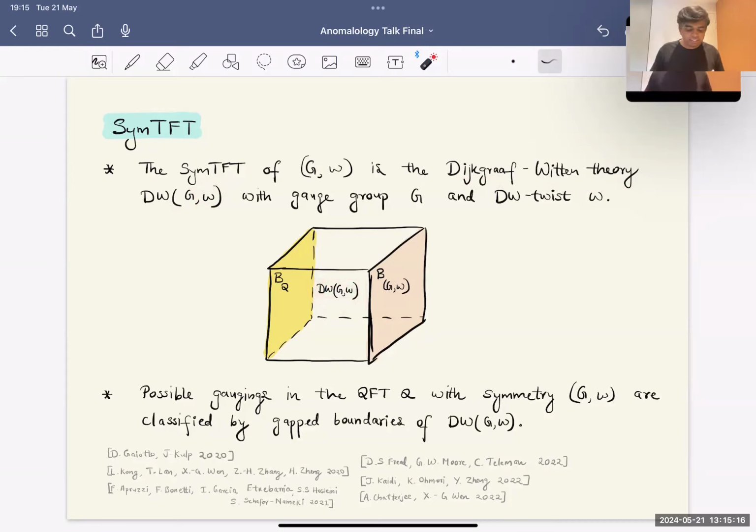And as I said earlier, there is a gapped boundary which corresponds to this symmetry G and anomaly omega. This is a completely gapped boundary. And there's another boundary, which is about the QFT, so which contains the QFT data. So this is the SymTFT. Now, the different possible gaugings that we discussed in the previous slide can be understood using this SymTFT picture, and we would like to make that explicit.